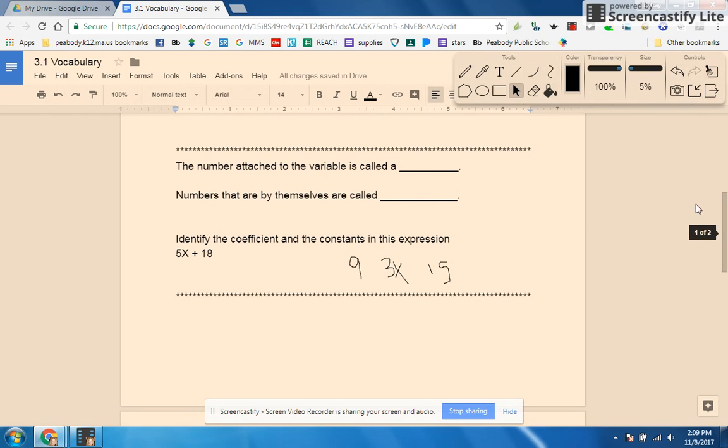So for this next part, it says the number attached to the variable. So this is just more vocab. So the number attached to the variable is called a coefficient. Okay, so that means if you have a number and a variable and they're attached to each other, that number is called the coefficient. I always remember this because co means together, so it means like they're stuck together. Numbers that are all by themselves are called constants.